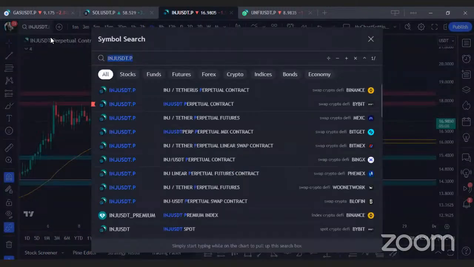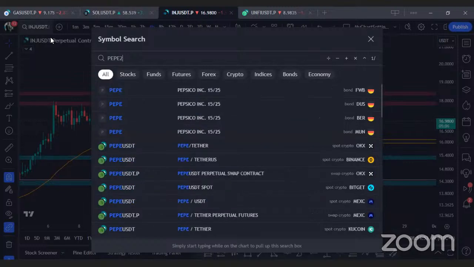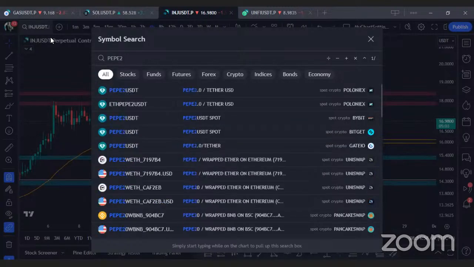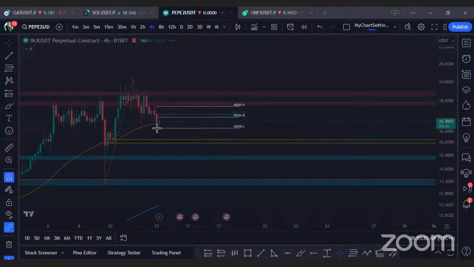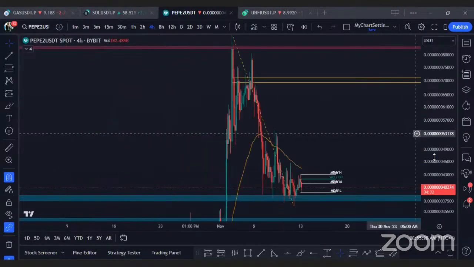Okay, so the Pepe 2, I hope there is no 1,000 or 10,000 attached to it. But do I equally need to put that? This is on spot. Pepe 2, is it equally traded on futures? Everything I'm seeing here is spot. Let's look at one of the spot options. Can you let me know? Is Pepe 2 traded on futures?